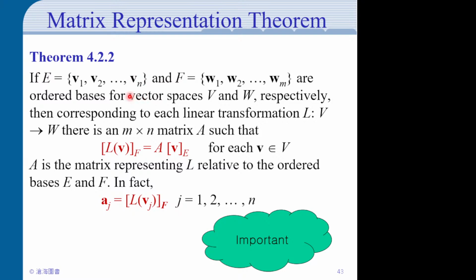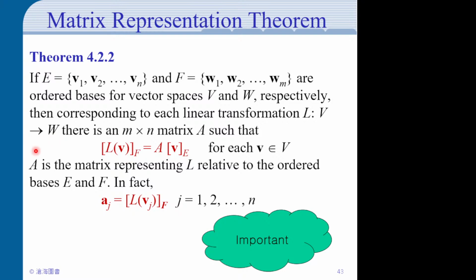Okay, so this is quite a mouthful, so you need to read this carefully. Here the square bracket F means coordinates in terms of F. So this is the m-dimensional vector, and the square bracket E means coordinates in terms of the basis E, so this is the n-dimensional vector. So the n-dimensional vector times your m by n matrix A becomes the m-dimensional vector. Okay.